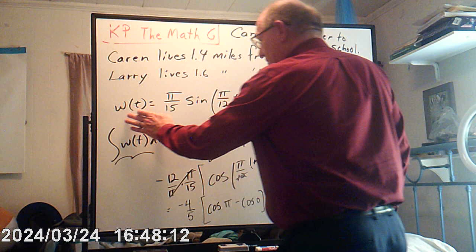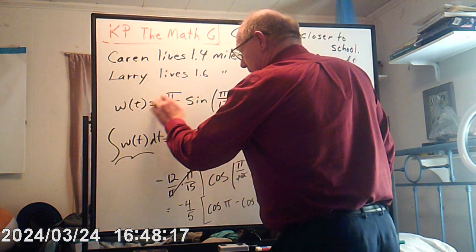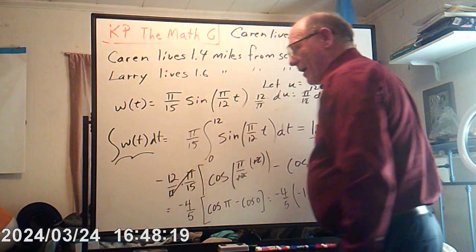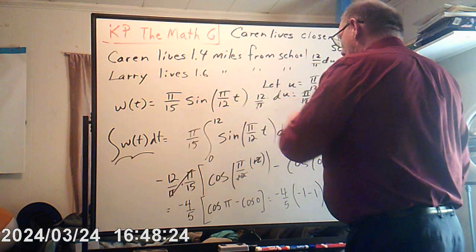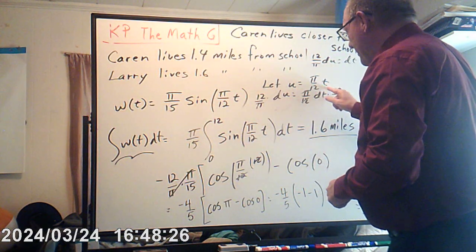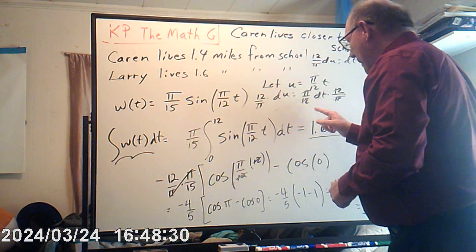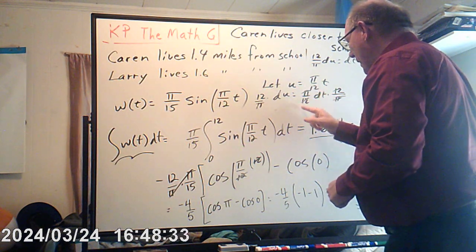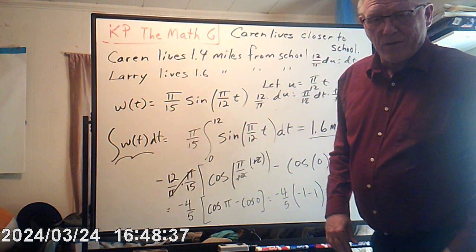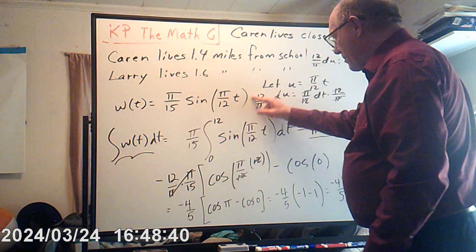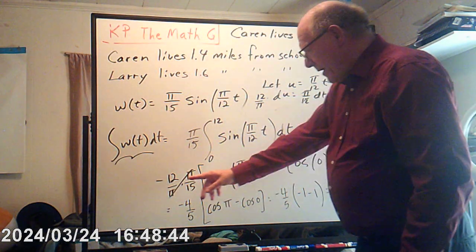This is his velocity equation here. w(t) is equal to pi over 15 sine of pi over 12 t. We let u be equal to pi over 12 t. du is equal to pi over 12 dt. And multiply both sides by 12 over pi. You got 12 over pi du.